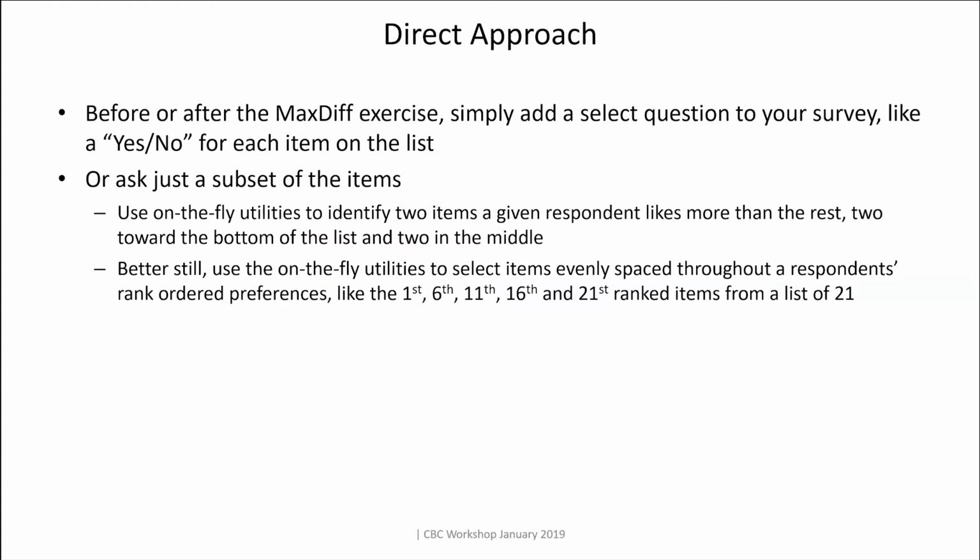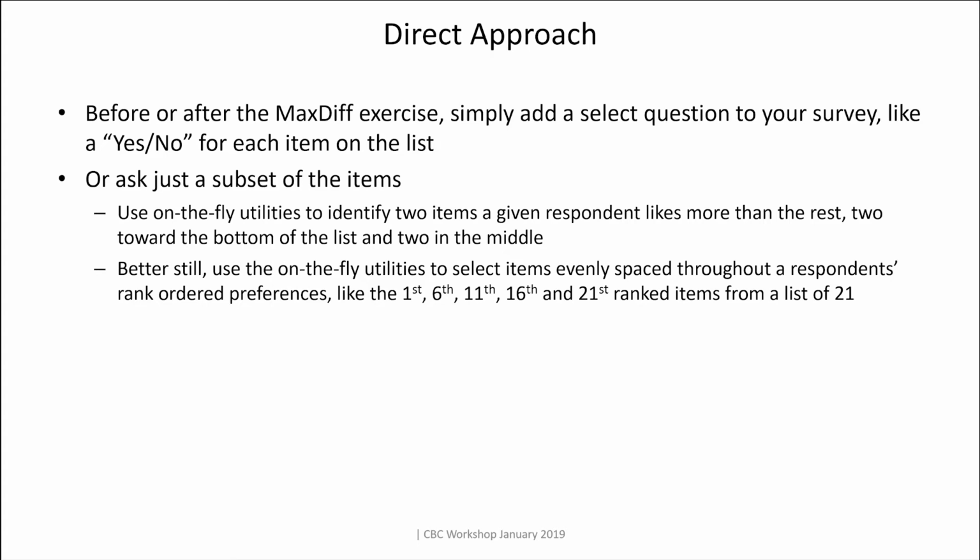Or if we want to make this more respondent friendly, if we've asked respondents enough questions to do those MaxDiff utilities on the fly, we can know, for a list of 21 items, what the ranking is for each of the items. And then we can go and ask the respondent, just maybe every 5th item, is it important or not?